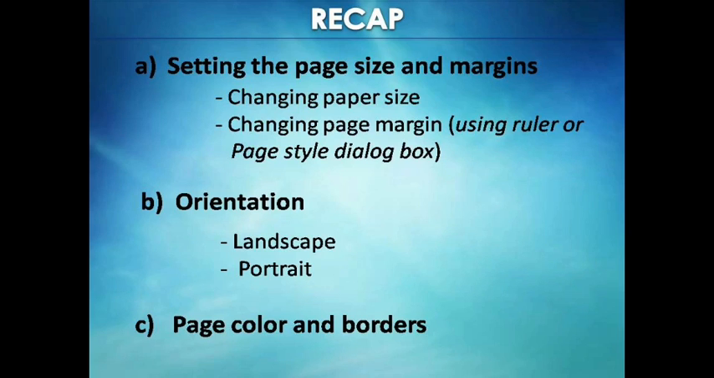Second, we have discussed page margin. There are two methods available in OpenOffice Writer to change the page margin. First one is the ruler. Second one is by using the page style dialog box. The ruler is used to change the page margin easily, but we cannot apply an accurate number. But with the help of the page style dialog box, we can set the page margin accurately.